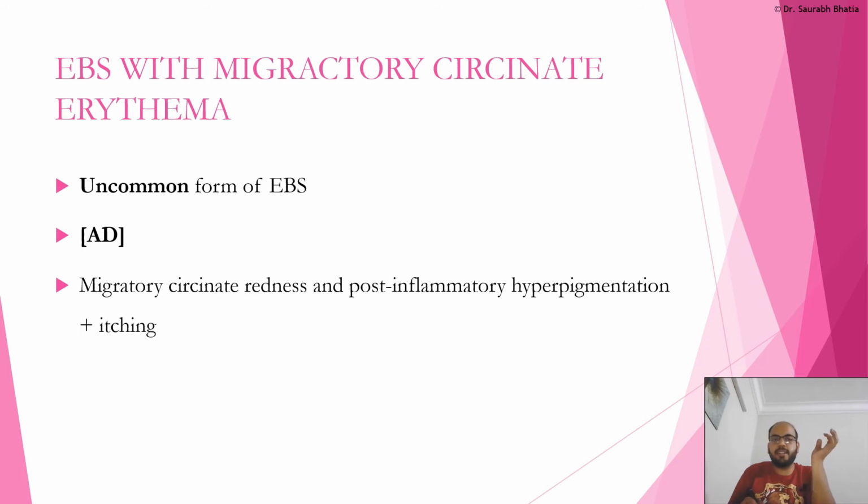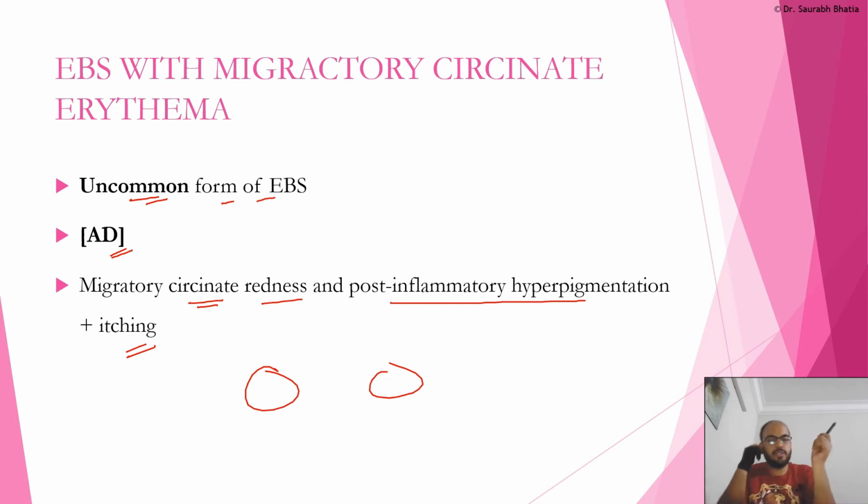EBS with migratory circinate erythema. It's again an uncommon form of EBS, autosomal dominant. There are just a few blisters with itching with a migratory circinate or circular erythema and post-inflammatory hyperpigmentation. So this unique and uncommon subtype of EBS is autosomal dominant inherited. And since it is autosomal dominant inherited, it is less severe. All it has is migratory circinate erythema, which heals with PIH along with itching. So you can just say that it's EBS coupled with a little bit of inflammatory disorder.